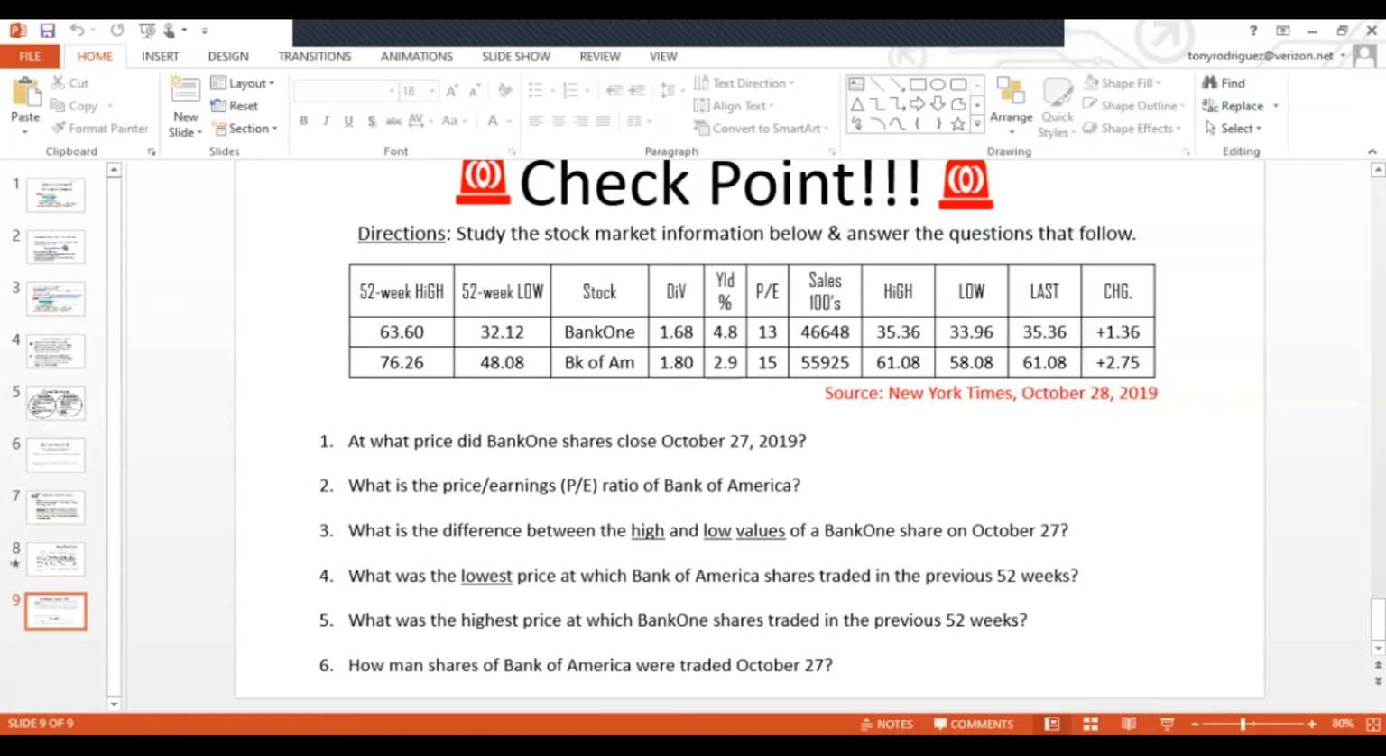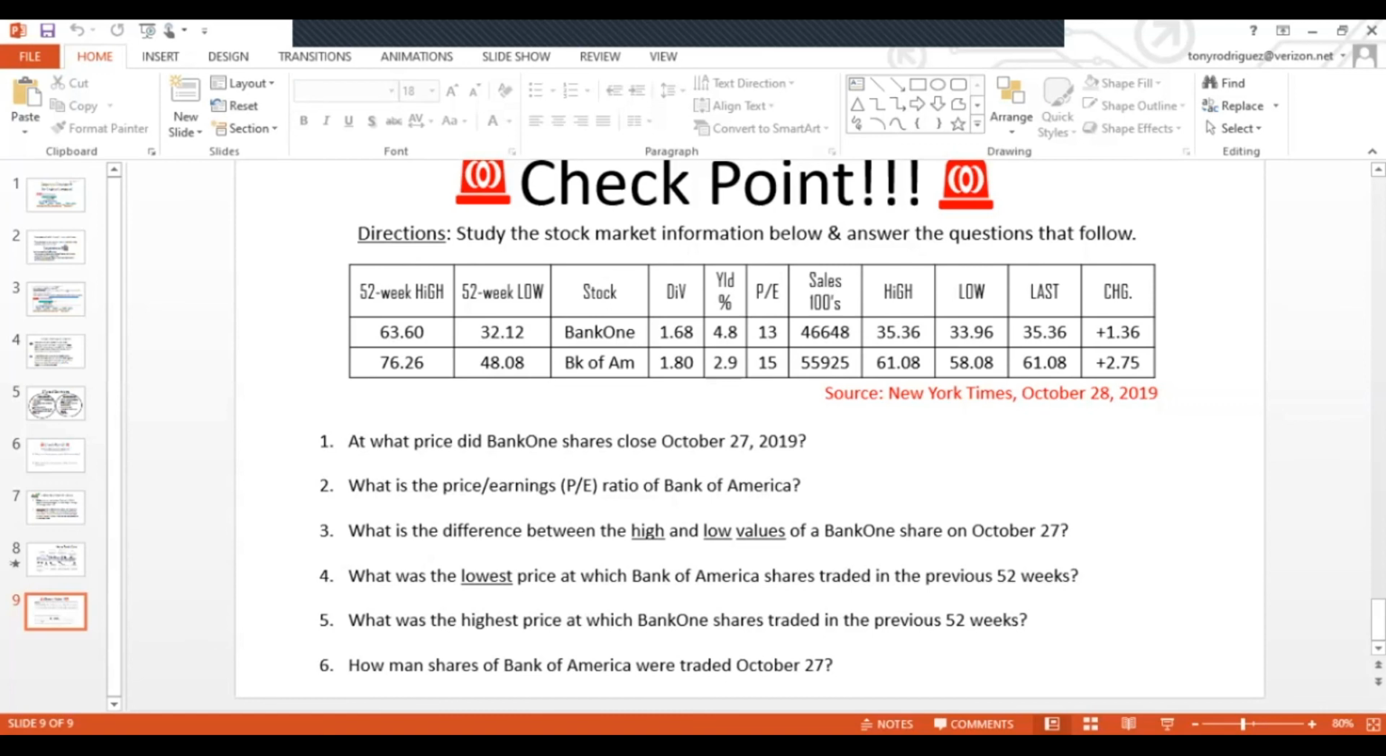All right, we're going to wrap this up now, guys. Last thing is go ahead and answer these questions, and let me coach you up on what you're looking at. Remember, you have the 52-week high or low column, the stock with its symbol. Make sure you pay attention to the correct one. You have the dividend, the yield percentage, the PE, sales in the hundreds. Remember, you're going to add 2 zeros to this number that you generate. You have yesterday's high and low, yesterday's last price that a stock sold for, and how much each stock changed from yesterday, from today to yesterday.